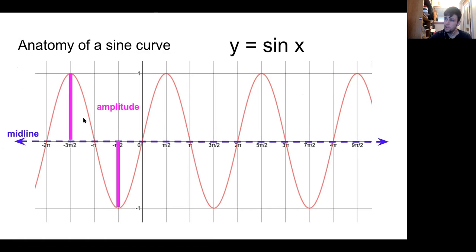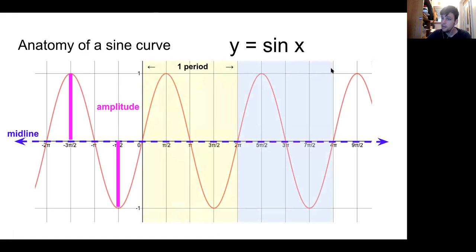Then we have the amplitude. That's how high our curves are going. The amplitude can change, and we'll need to be keeping track of that. Notice this equation, y equals sine of x, has an amplitude of 1. It goes up 1, down 1. Those are our maximum and minimum values that are on the unit circle.